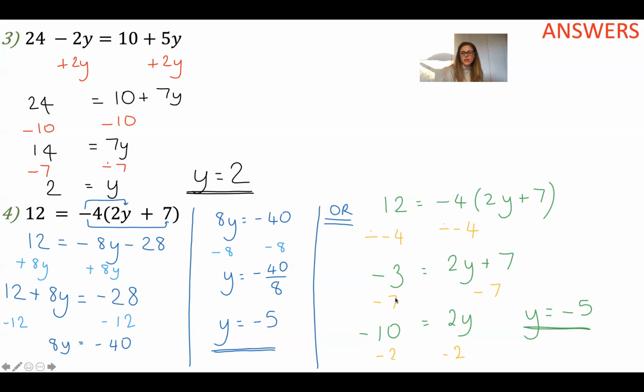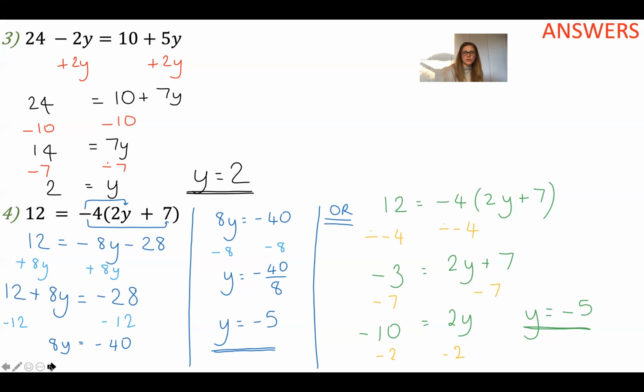I can now subtract 7 from both sides. So negative 10 equals 2y. And that final step again, dividing by 2, gives me y equals negative 5.